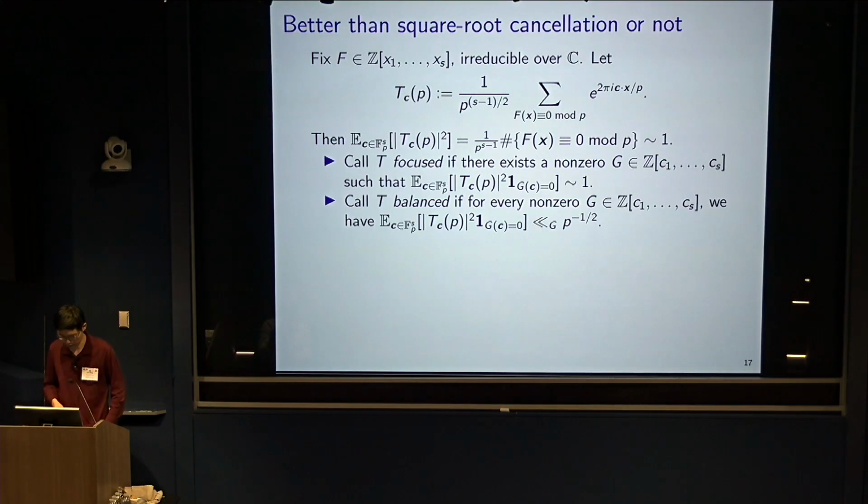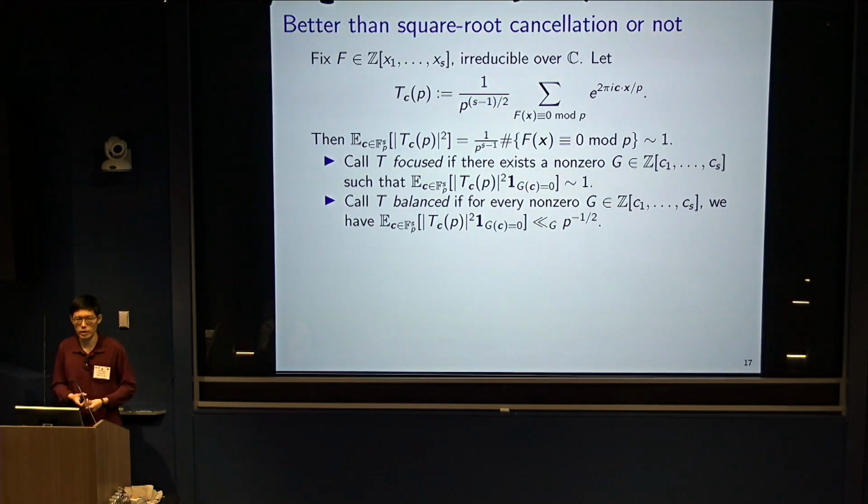Here there's a geometric phenomenon that comes into play. We're interested in these kinds of Fourier transforms in the circle method. Let me just write that a little bit differently. If we have an absolutely irreducible polynomial f, and we're interested in its Fourier transform modulo various primes p, then by Plancherel's theorem, the second moment of this Fourier transform is the density of points on the variety f, which is roughly 1 by the Lang-Weil estimate.